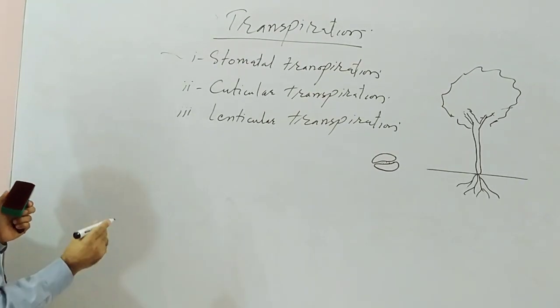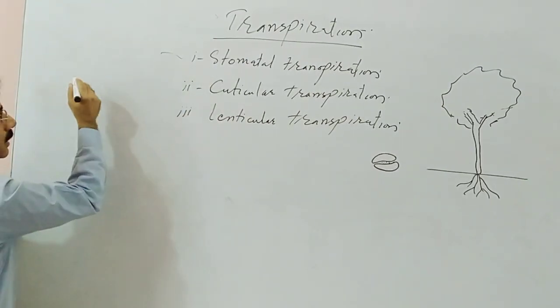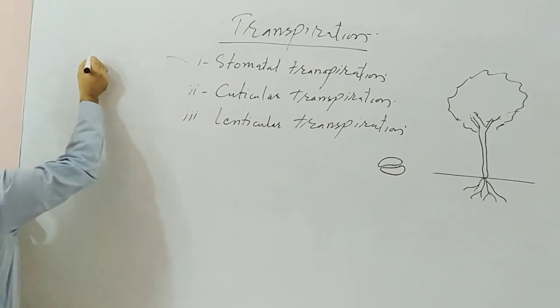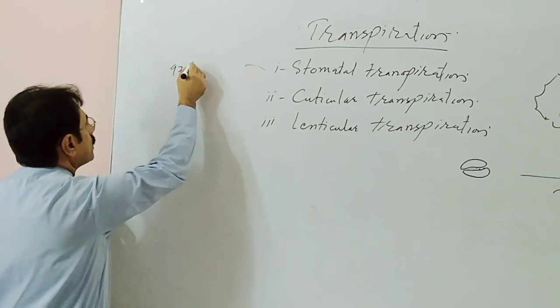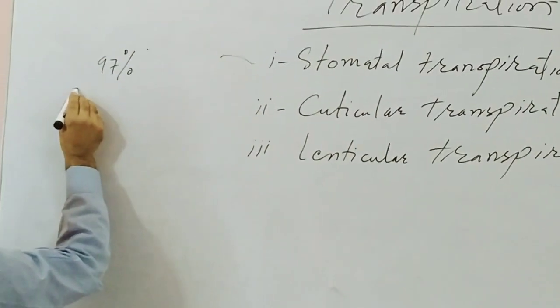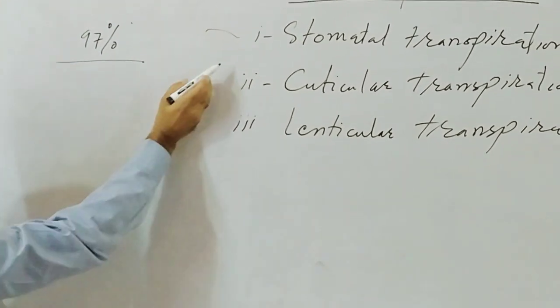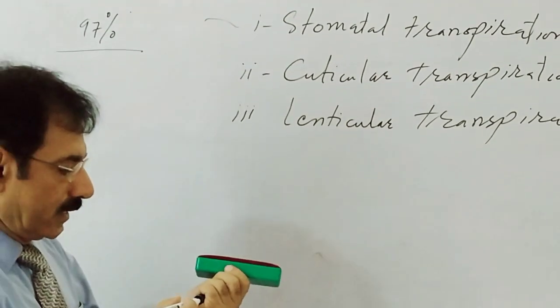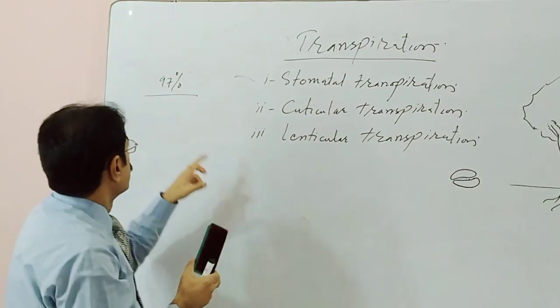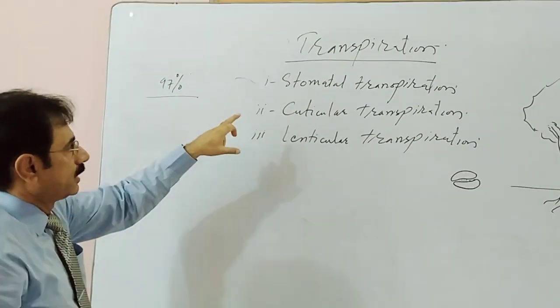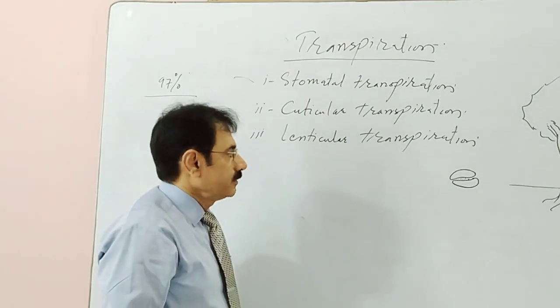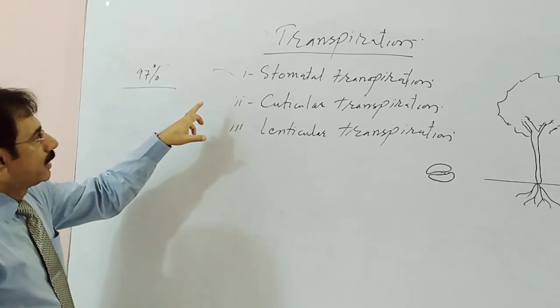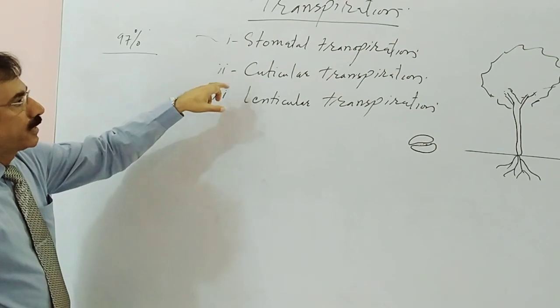Of the total transpiration by the plant in all types, about 97% of the water lost from the plant body is through stomatal transpiration. Meaning stomatal transpiration is about 97%. Stomatal transpiration, and number two is cuticular transpiration.